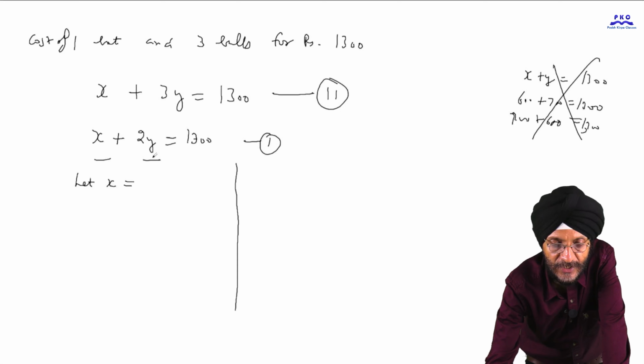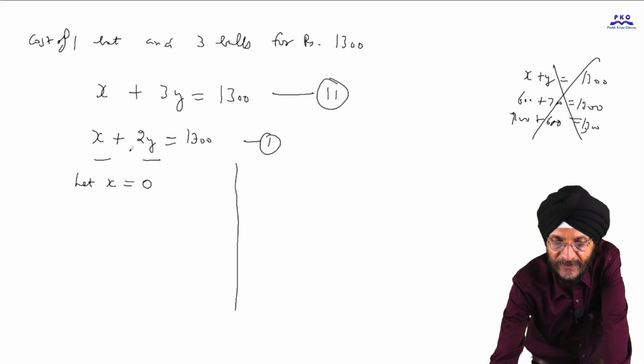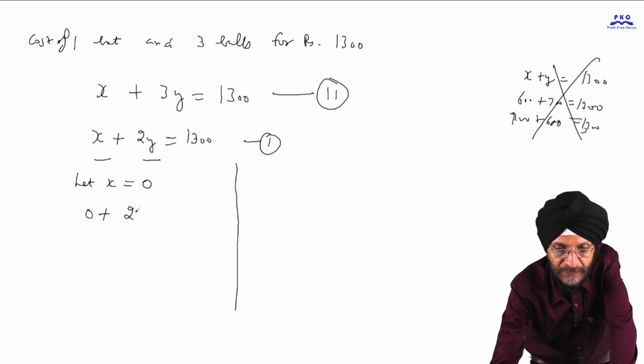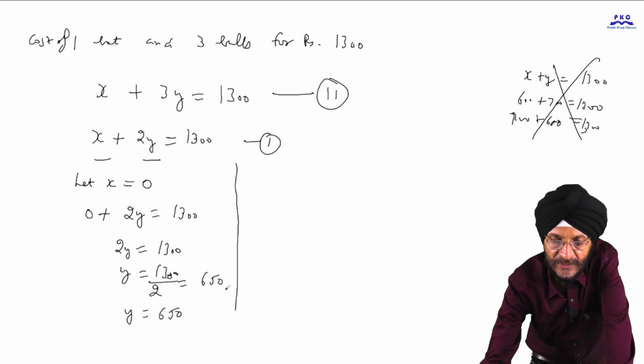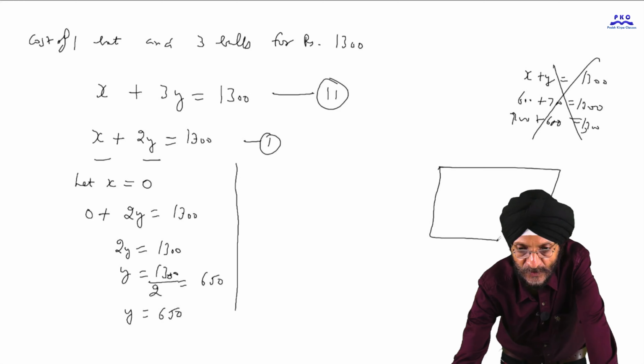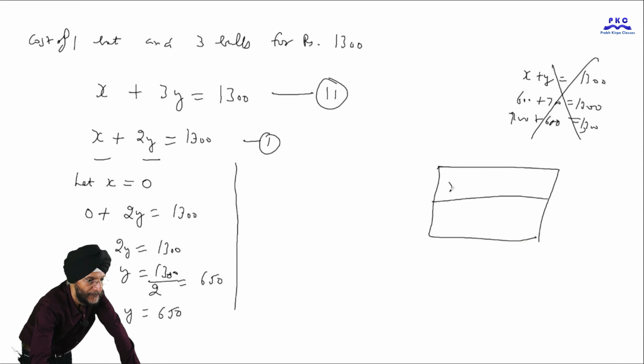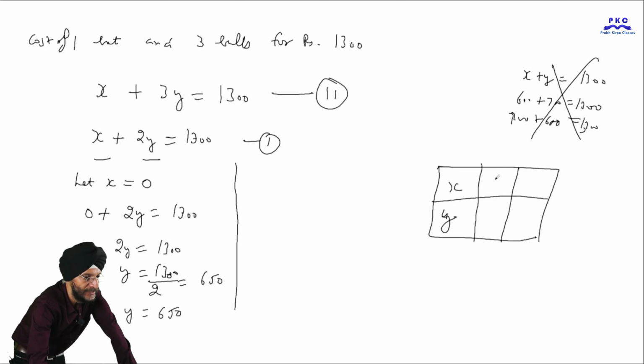So first we assume let x is equal to 0. So now what is the equation? x plus 2y is equal to 1300, now we will put the value. So 2y is equal to 1300, y is equal to 1300 divided by 2, it will be y is equal to 650. This is the first scenario. We will write it in the form of a graph: x, y. What is the value of x? It is 0. What is the value of y, which we have arrived at? 650.